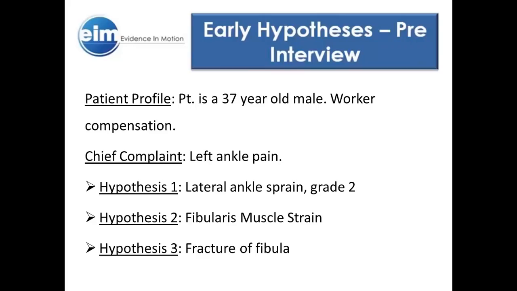The patient was a 37-year-old male. This is a worker compensation case, and he had left ankle pain. That was all the information I was given to form an early hypothesis. My primary hypothesis was just a lateral ankle sprain, maybe a grade 2. The secondary hypothesis was that it was some sort of fibularis muscle strain, and the third hypothesis was that it was a fracture of the fibula, potentially post-op, and that's what I have to go with to begin.